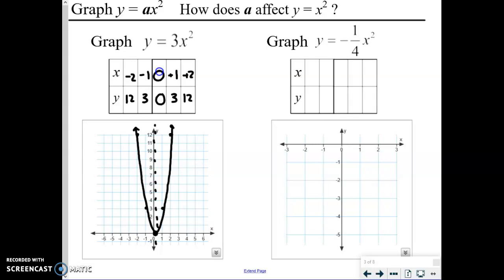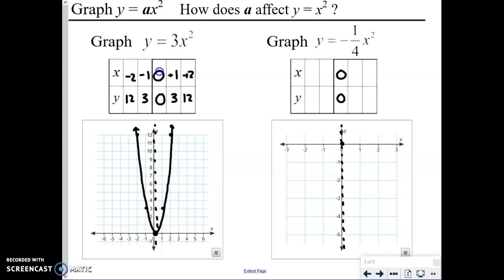So let's see what happens here. Once again, let's start with x equals 0. Let's start with our input like we have for the other ones. 0 squared is still 0, and anything times 0 is 0. So once again, we start right here at the origin, and once again, our axis of symmetry is still 0.